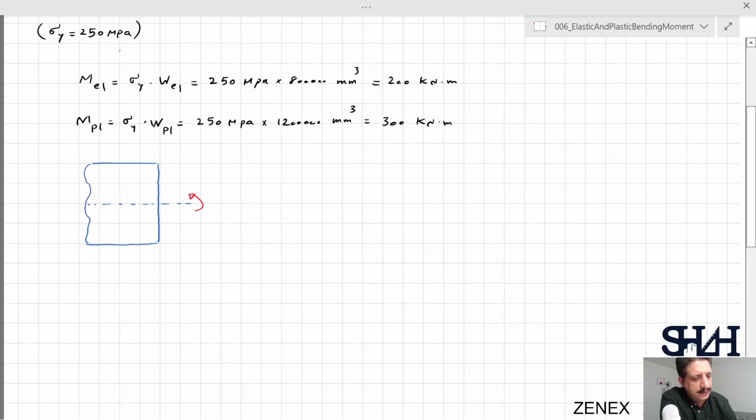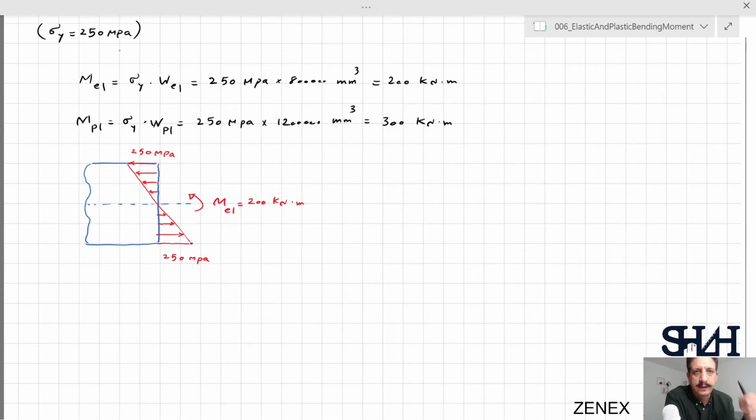It means that if we apply the elastic moment, which is 200 kilonewton meter, then the furthest fiber of the section will approach the yield limit, which is 250 megapascal. And other fibers are with the lower value of sigma y, as we can see here, and it's linear.